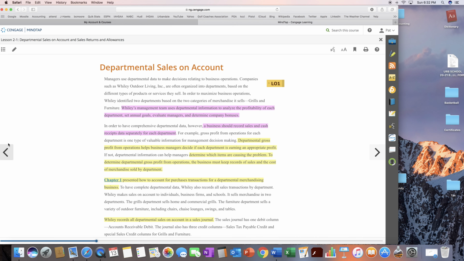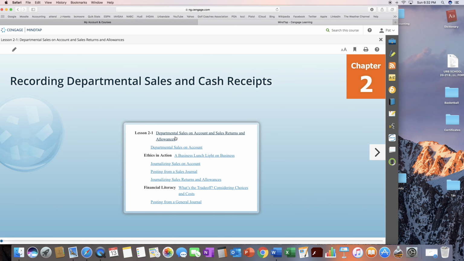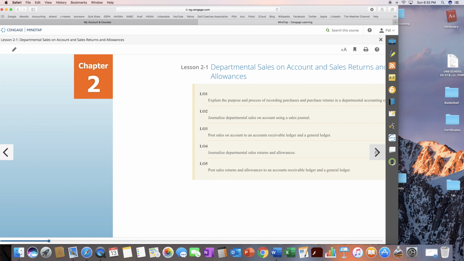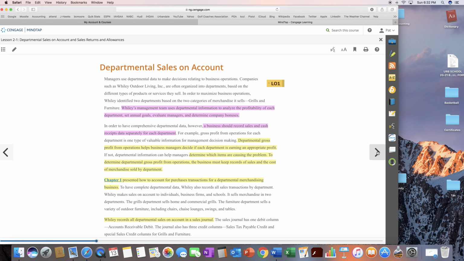Okay. So this is chapter 2. We're going to be looking over and talking about returns of sales and allowance. We did purchases, returns, and allowance with a debit memorandum. We'll be doing credit memorandums this time around. We'll be talking about what individual items we need to post, what general total items we need to post.